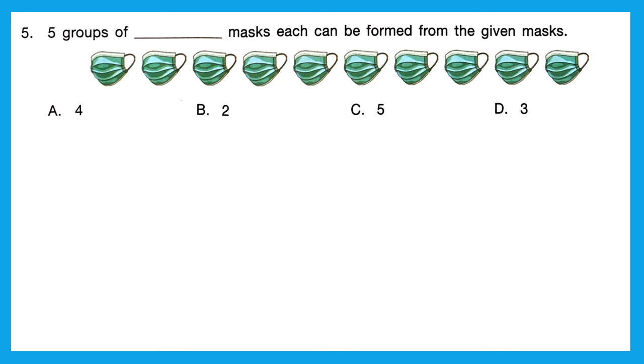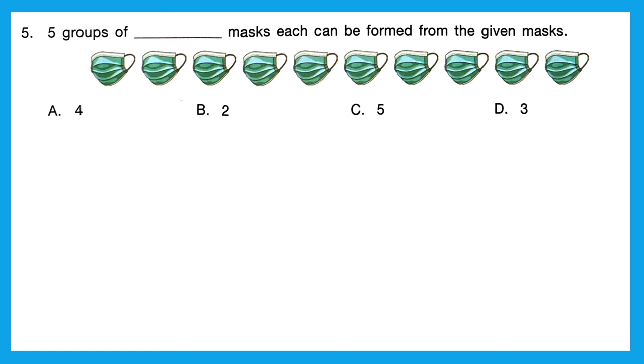Question 5. 5 groups of dash masks each can be formed from the given masks. So now what we have to find out is the total number of masks that, when we put together, we can still make 5 groups. Let's first count how many masks are there. 1, 2, 3, 4, 5, 6, 7, 8, 9 and 10. 10 masks are there. Okay, so we'll start with the smallest one. So the smallest one is 2.